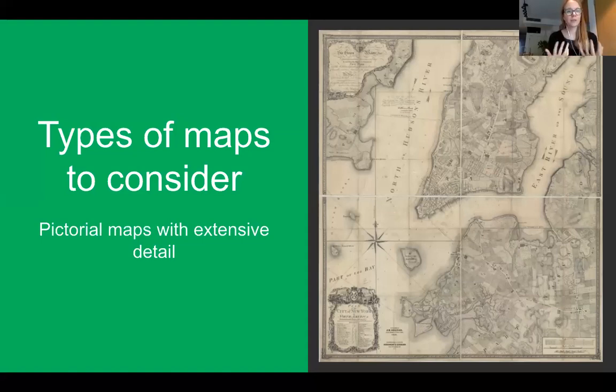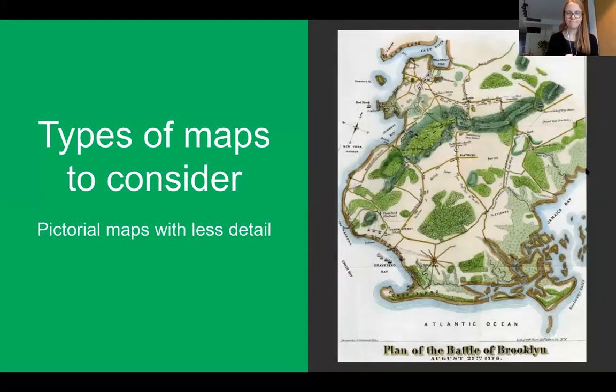But as a pictorial map, it's really focused on showing pictures of what things look like. It's not showing us the topography. It's not showing us all the roads or transportation systems. It's showing us a picture of what the space looked like. On our next map, we have a pictorial map with less detail.